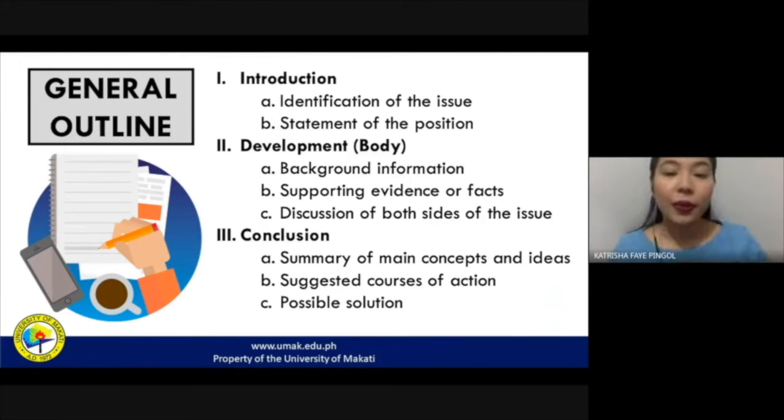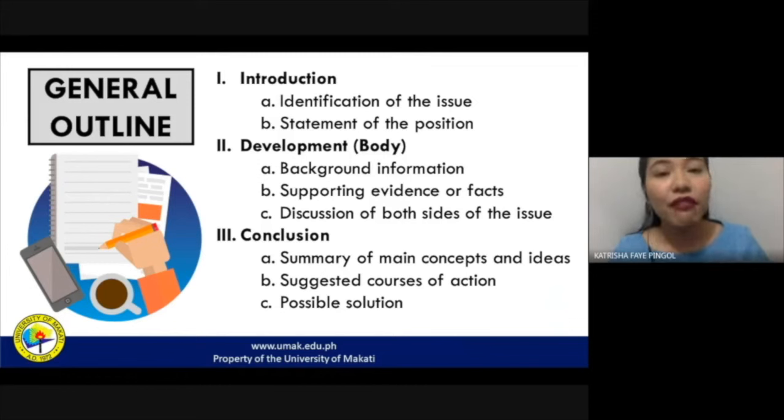Okay. So the next one, the last one, is the conclusion. As for the conclusion, as we all know, a conclusion is basically a reiteration of what you have already discussed in your introduction and, of course, in your body. Now, for your conclusion, you don't need to include new pieces of information. Your conclusion must only contain a summary of your main concepts and ideas. So it's a repetition of what you have already mentioned in a summarized form.